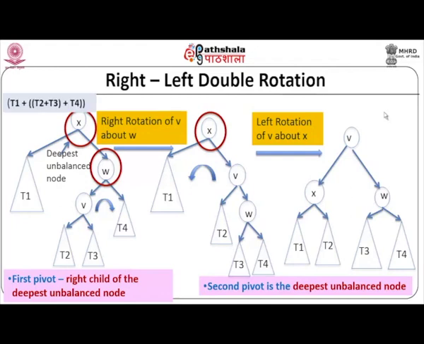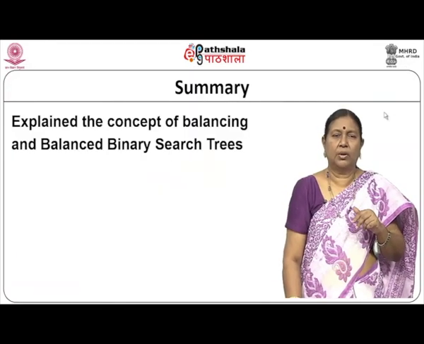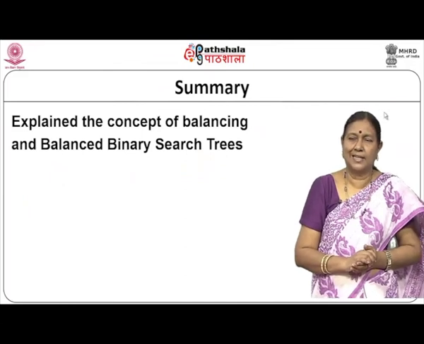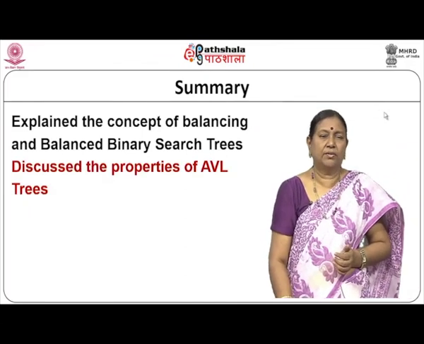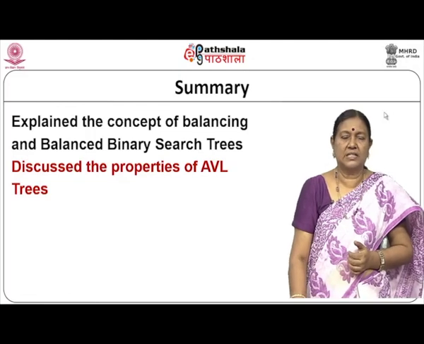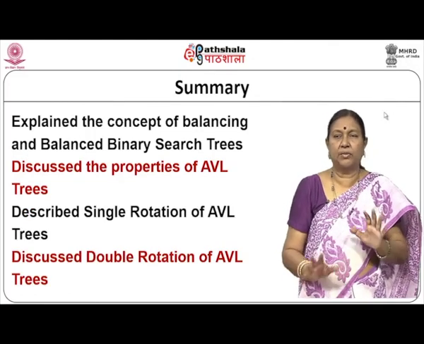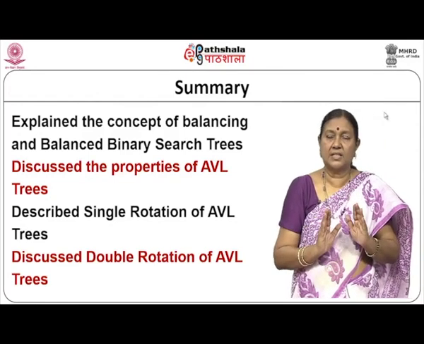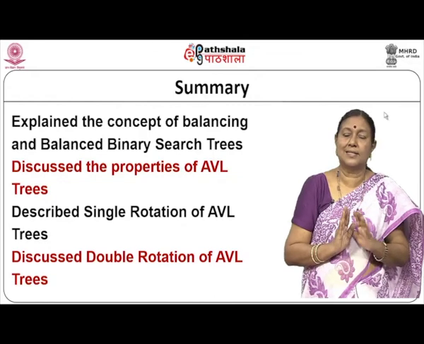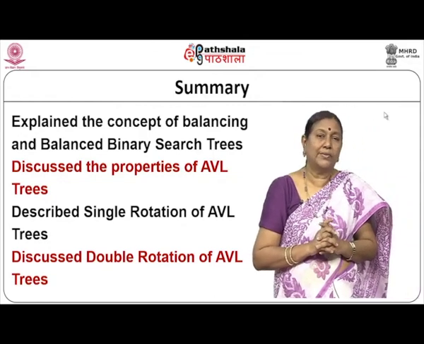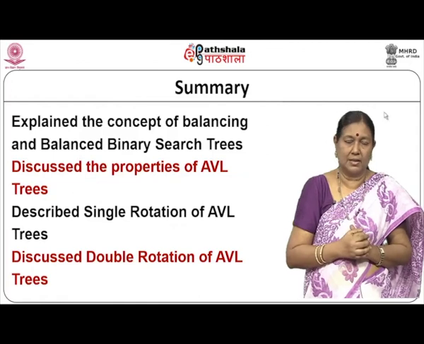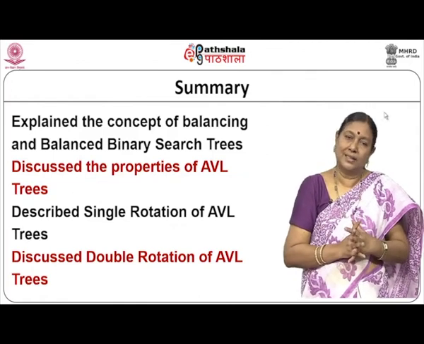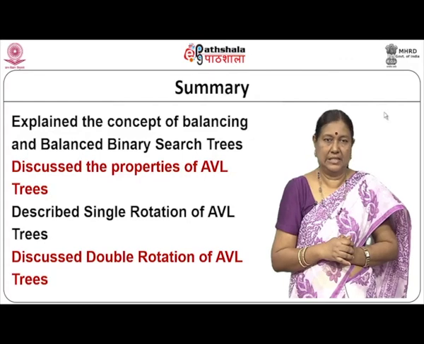So, this is the node before the first rotation, this is after the first rotation, this is after the second rotation. So, what have we done? We have explained the concept of balancing and balanced binary search trees. Then we looked at the properties of AVL trees in general, and we looked at two different rotations of AVL trees. We have just described the single rotation of AVL trees and discussed double rotation of AVL trees. If you would note, we have not looked at examples per se with numbers and actual trees, because that we will do in the next module when we are discussing insertion and deletion. So, thank you.